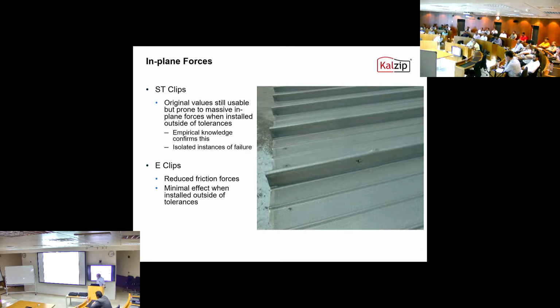So this is a problem that can happen. The clip was installed out of tolerance. It's only happened here, not anywhere else, so it's a localized failure with long sheet lengths. The halter clip has punctured the CalZip seam.